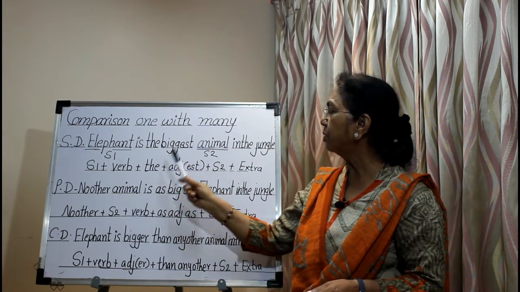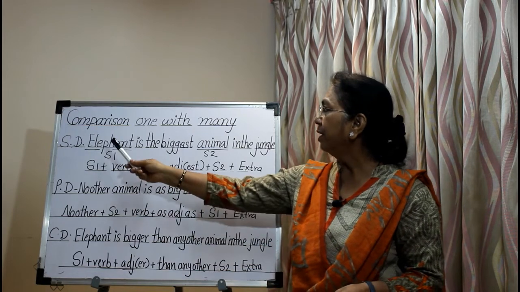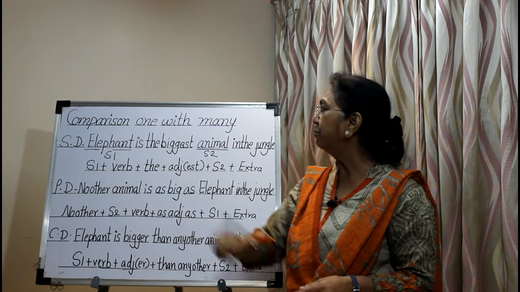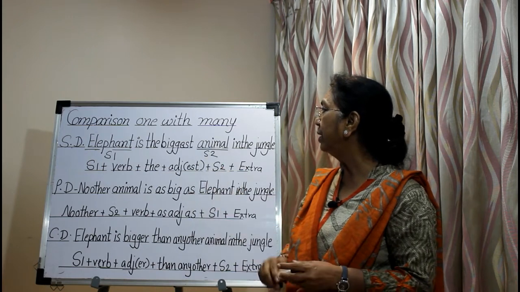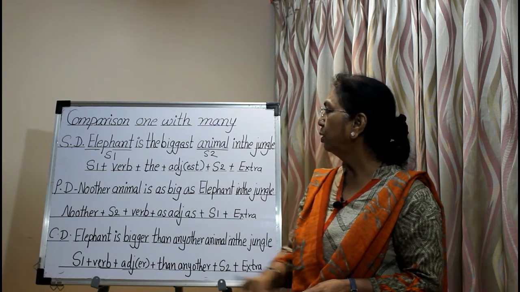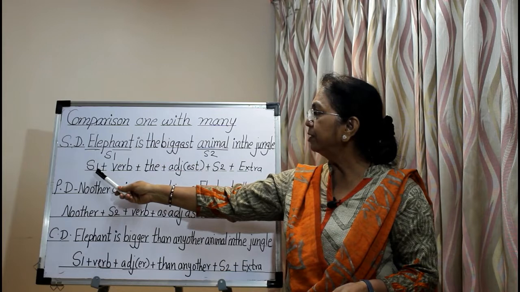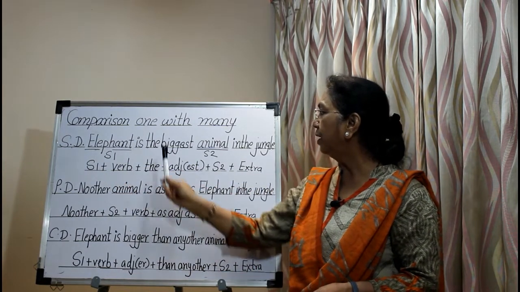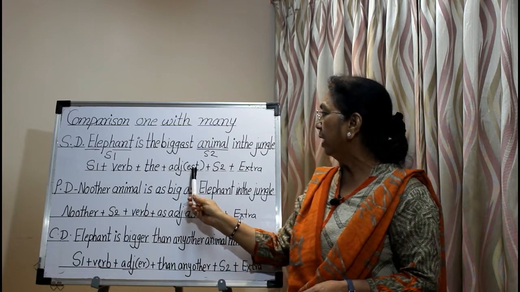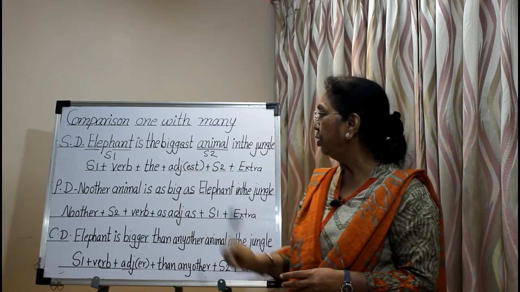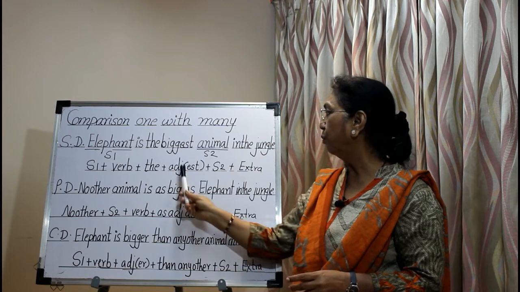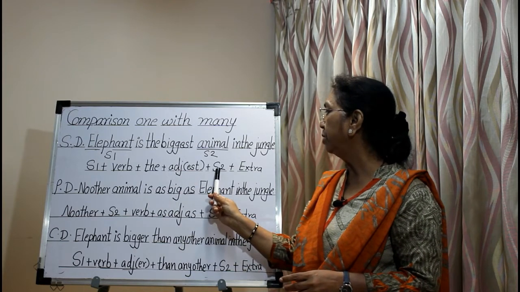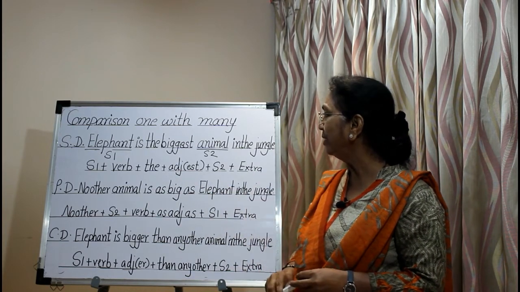So how is the structure of the sentence? If we consider elephant as subject number 1 and the other animal as subject number 2, then the superlative degree starts with subject number 1, then the verb form, the article the, est added to the adjective or most used before the adjective, then subject number 2 and the extra part of the sentence.